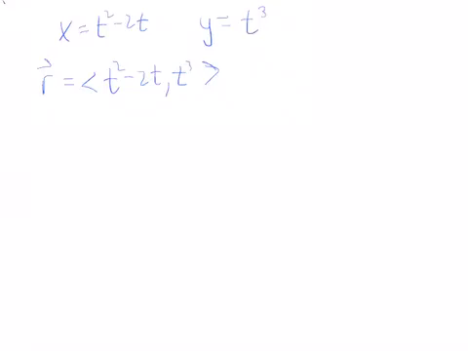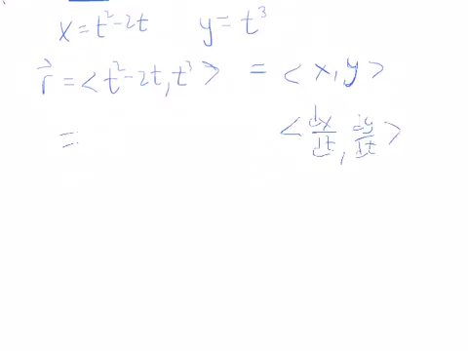But what's more important, what we can get from this very quickly, is the velocity vector. The velocity vector is, well, you take the derivative of each of these with respect to time. Basically what we have here is x, y, and if we take the derivative with respect to t, we'll get dx dt, comma, dy dt. And that will equal the velocity vector. In this case, it's going to be 2t minus 2 comma 3t squared. And there's our velocity vector.